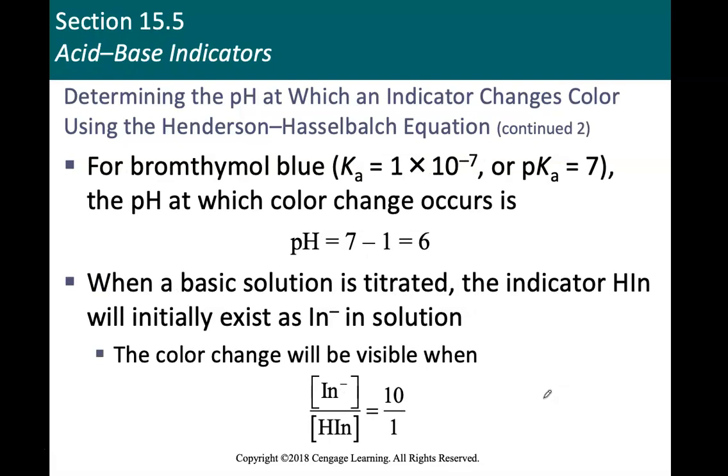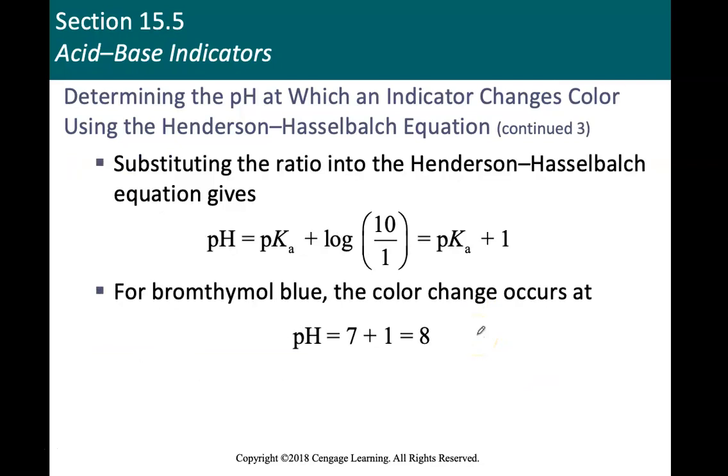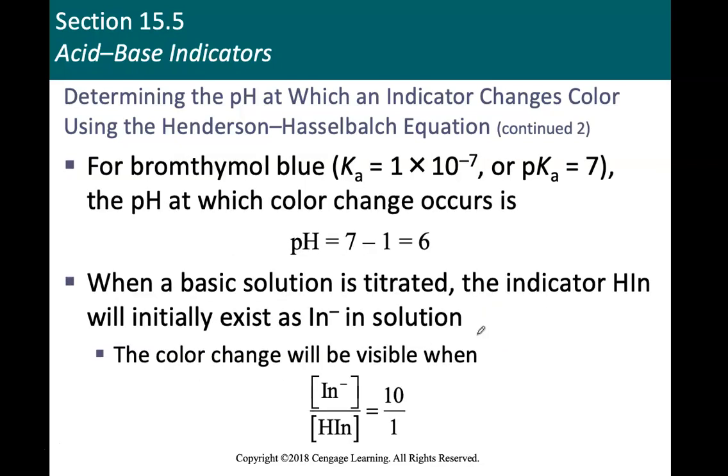If we look at the indicator once again, you see here that Ka is given, and the pKa is 7. The pH at which the color change occurs starts at 6. Now, when a basic solution is titrated, the indicator HIn will initially exist as HIn.